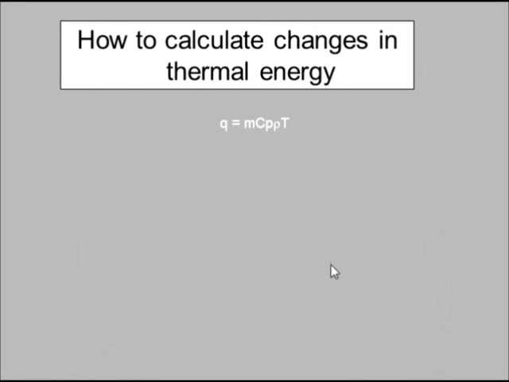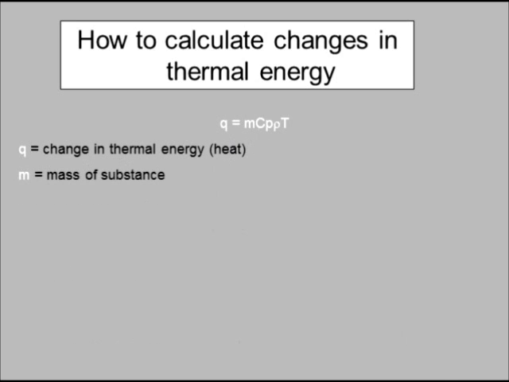Okay, so how do I calculate changes in thermal energy? Well, here's our formula: Q = mcΔT. Q is my change in thermal energy, that's my heat, and that's always in joules. The m is the mass of the substance, like earlier, we had 50 grams of aluminum and 50 grams of copper. The ΔT is the change in temperature, so that's my final temperature minus my initial.